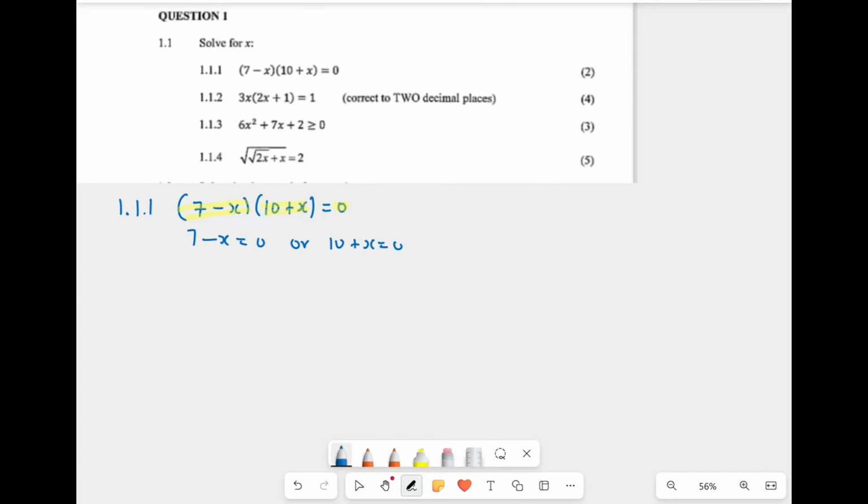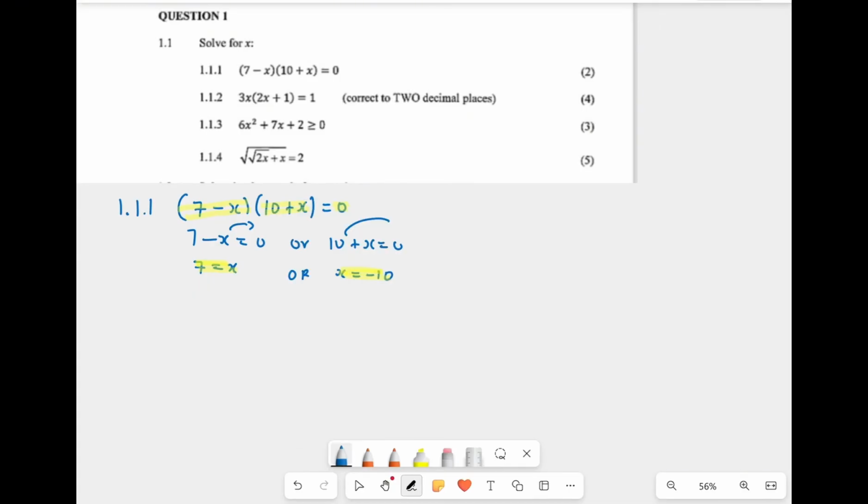And then from here we can solve for x, transpose this x so that it becomes positive. So you are going to have 7 is equal to x, or transpose 10, so x is equal to minus 10. We have solved for x. x is equal to 7, or x is equal to negative 10, and then you get that 2 marks.